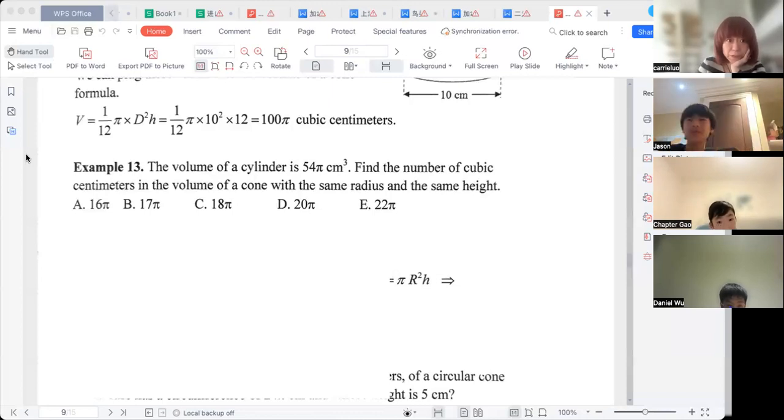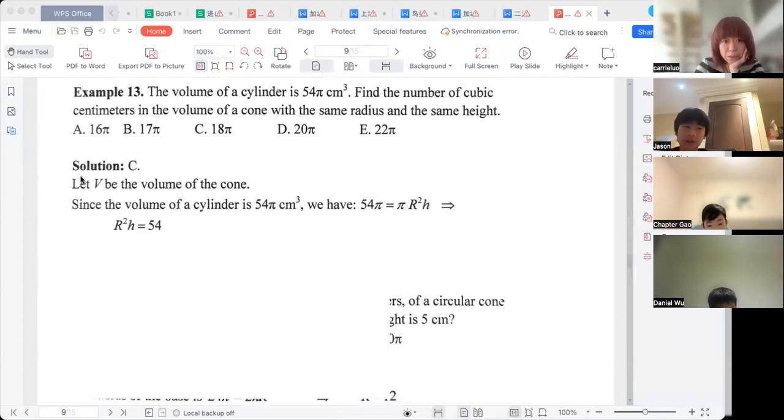Okay, so Daniel and Chapter, this is very simple. The volume of the cylinder is 54 pi centimeter, right? How to calculate the cylinder? Find the number of cubic centimeter in the volume of the cone with the same radius, right? And same height. 54 divided by 3. So equals what? Equals 18. Yeah, it's 18. Good job. That was so hard.